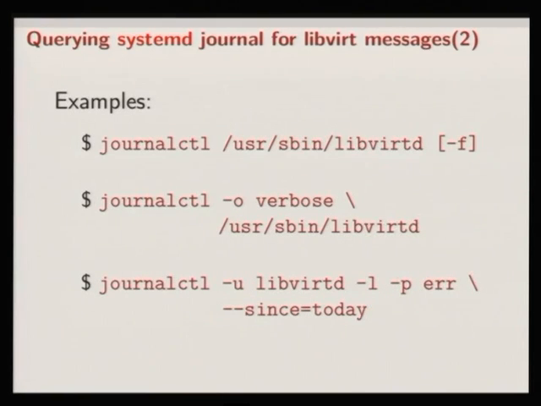These are just a couple of examples that you supply to the journalctl tool. You say, journalctl, please enumerate all priority. The last command, for instance, says please enumerate all error priority messages for the libvirt daemon since today. So that's very convenient and a useful tool in the toolbox.